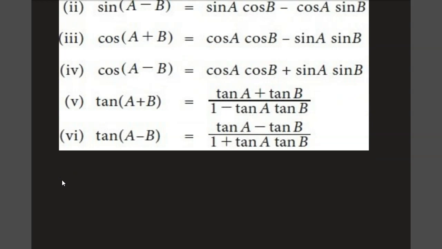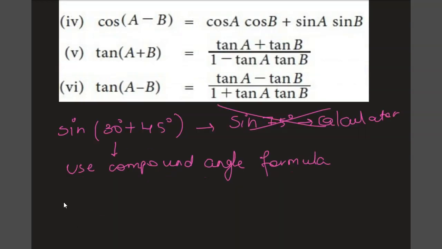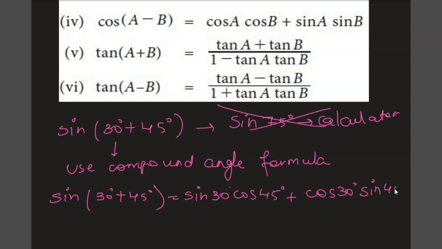If I have to find out what is sine of 30 degrees plus 45 degrees, instead of going this way, where I put sine 75 on the calculator, which is one way of solving it, if I'm asked to use the compound angle formula, I will write this as sine 30 plus 45 equal to sine 30 cos 45 plus cos 30 sine 45.